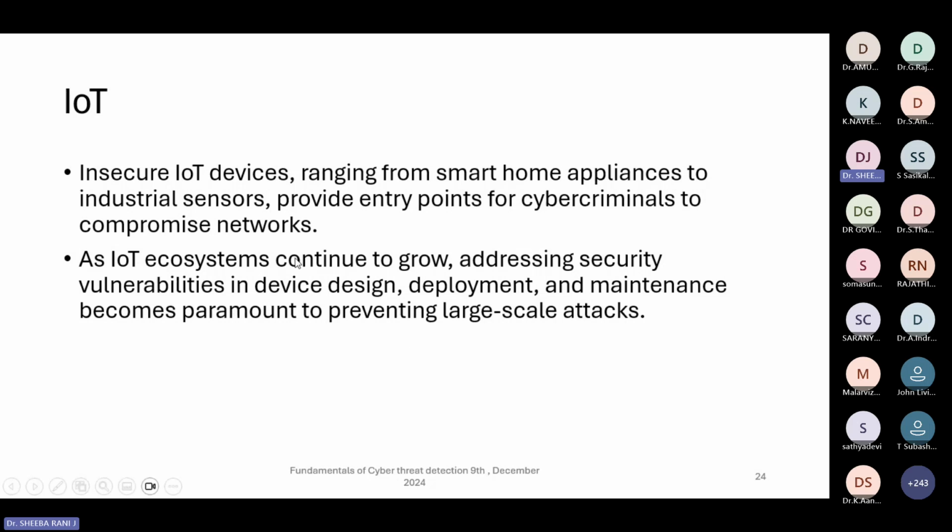As IoT ecosystems continue to grow, addressing security vulnerabilities in device design, deployment, and maintenance is important, right? In this we can also include edge devices, our mobiles, any cyber-physical systems which have IoT and sensors. Large scale attacks are possible, which can destroy things and can even create some loss of life, okay?